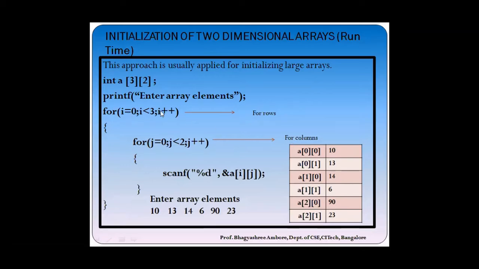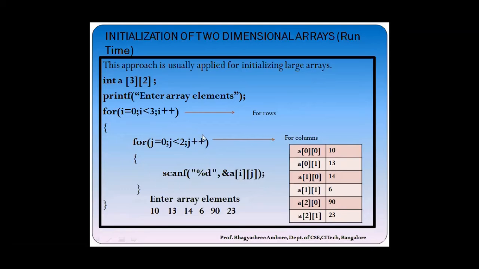Now the first for loop is used for row purpose. The second loop is used for column purpose. Now I've written first row, first column. I have to fill the value by using the scanf function, ampersand A of I, j. I will be 0, j will be 0. So the first value will be placed in A of 0, 0. Now only this j loop will be incremented.